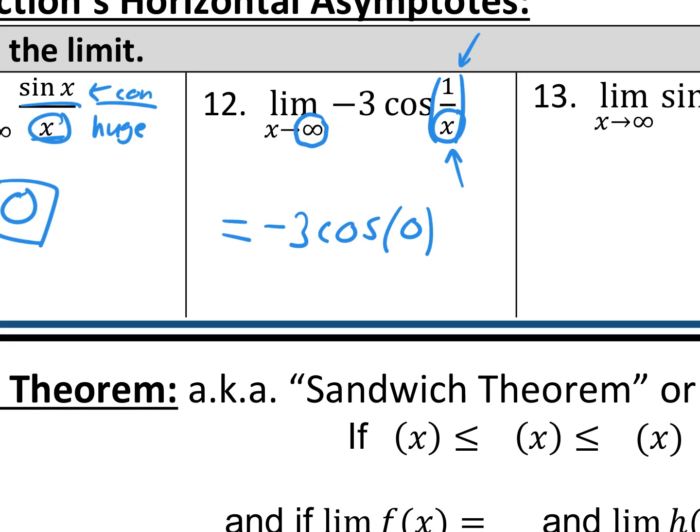For the sake of this class, you should know some basic sine and cosine values. You don't need to know for now the entire unit circle, but hopefully we know cosine of 0. Do we know cosine of 0? 1. So this is negative 3 times 1, so negative 3.